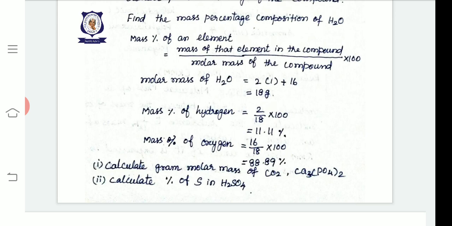In our next class we are going to see the mole concept and Avogadro's hypothesis, and how we can calculate the moles, in our next class.